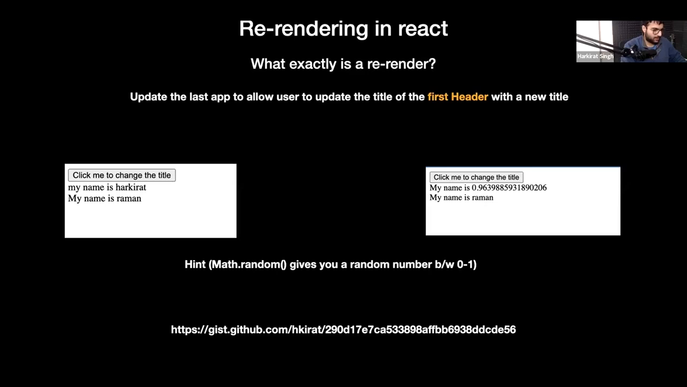Math.random doesn't return 1, sir. Math.random returns you a random number between 0 and 1.